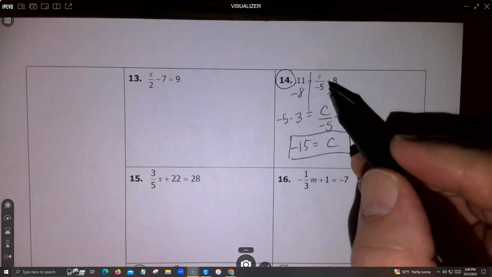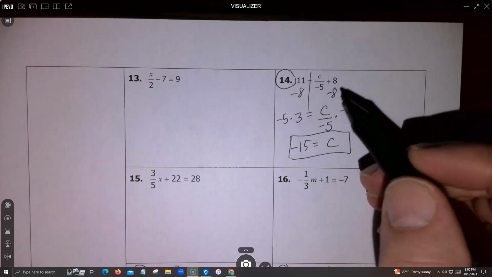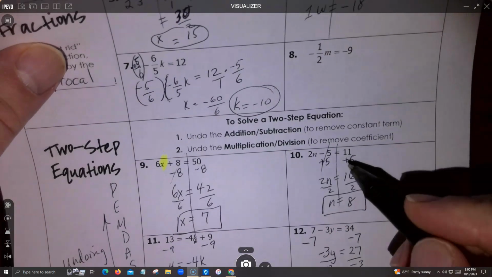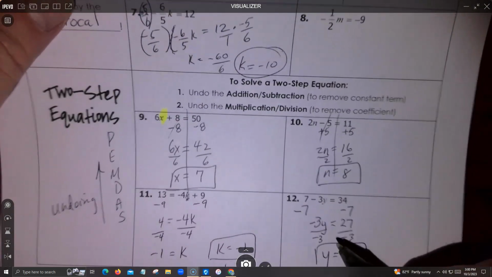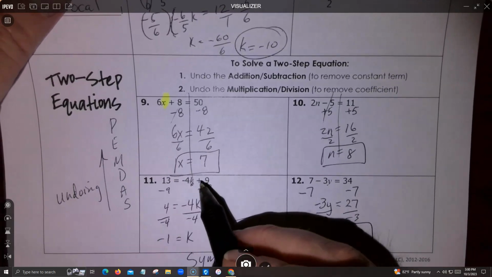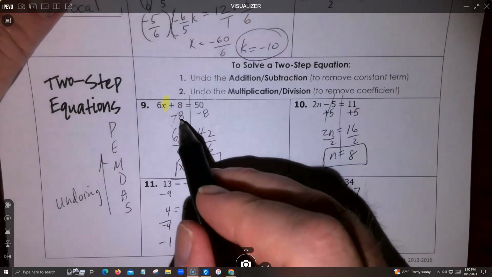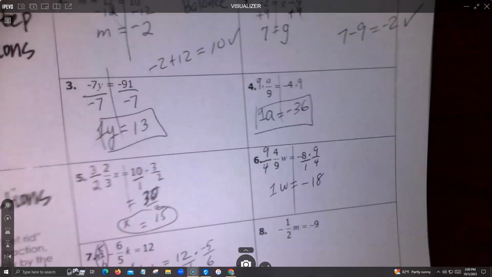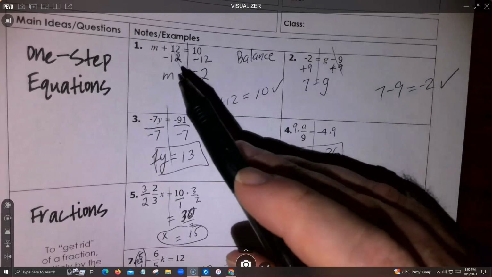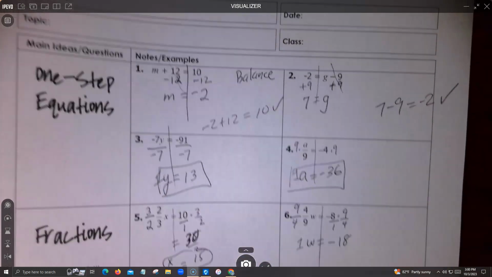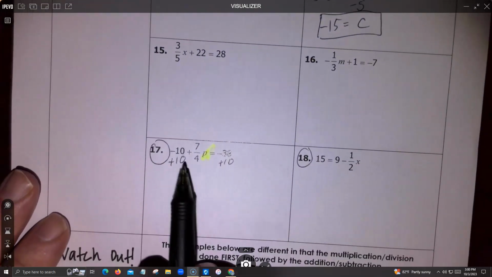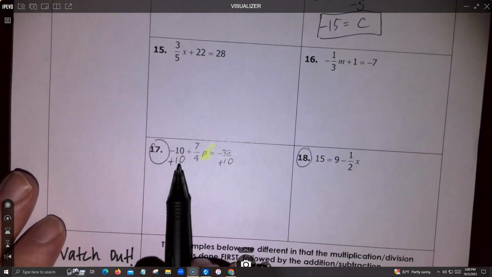Look, plus, minus. So you should always see them knocking each other out. See? Minus, plus, plus, minus, plus, minus, plus, minus. Okay, so they knock each other out. Let's see if I got over here. Minus, plus, plus, minus. They're always knocking each other out. So you should always see the different signs when you're adding or subtracting.